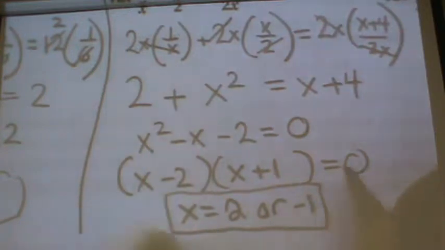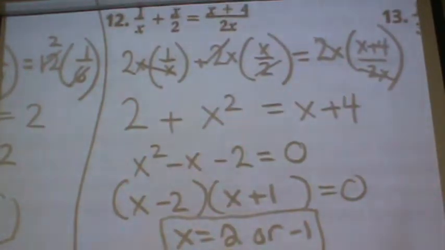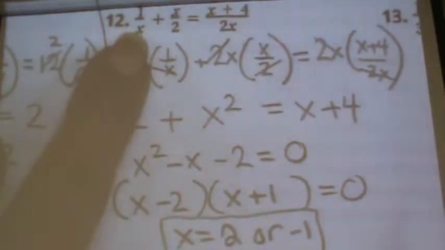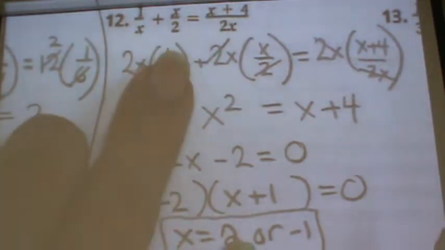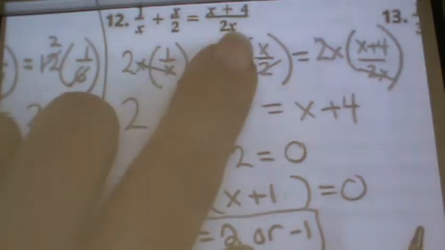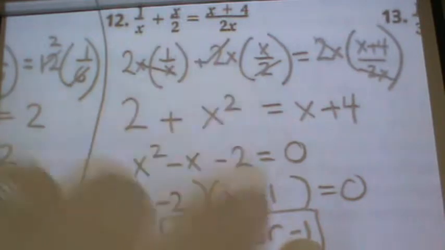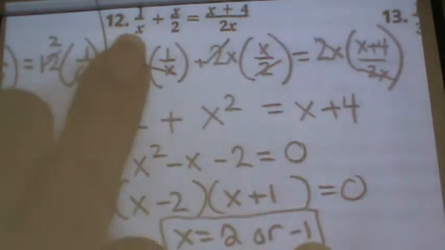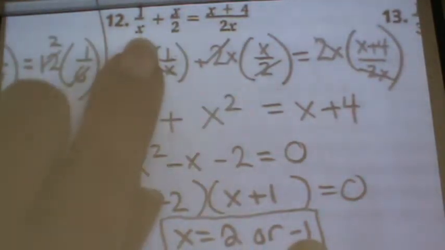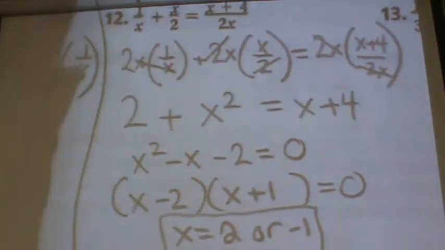Now, looking at these two answers, could x equal 2? Could I put a 2 here? Yeah, it could be 2. I could put a 2 here and a 2 here. You get 2 times 2 is 4. Could it be -1? Yep. As long as you don't have a 0 on the bottom, you're good. Those are 2 good answers.